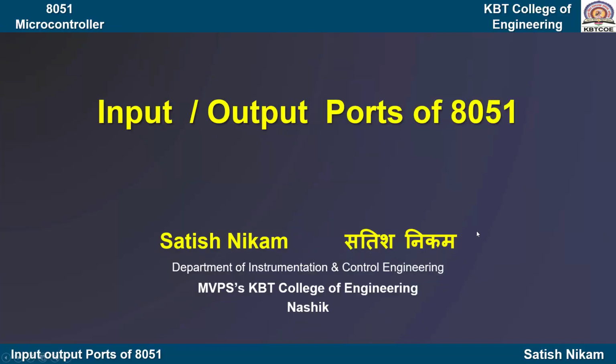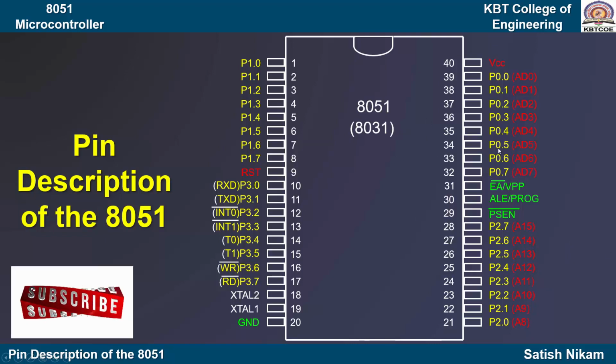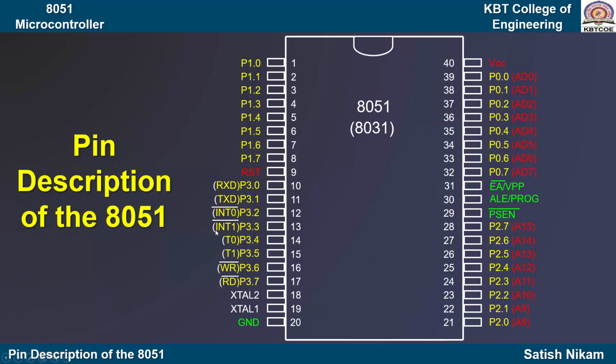In this lecture, we are going to discuss the hardware structure of the input and output ports of the 8051 microcontroller. As we know, the 8051 microcontroller is a very popular 8-bit microcontroller that is used in embedded systems. As we discussed in the previous lecture, the 8051 microcontroller has 4 I/O ports, named port 0, port 1, port 2 and port 3, and each port consists of 8 pins numbered from 0 to 7.